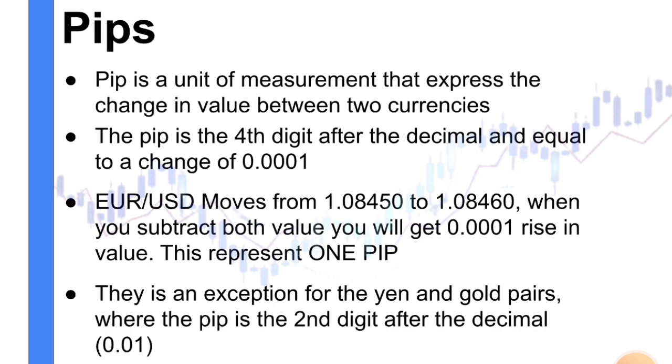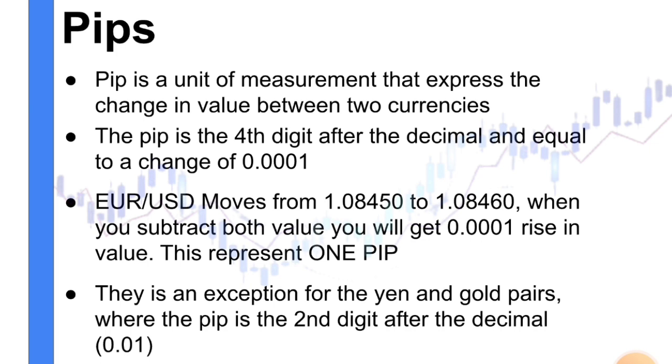So what is a pip? A pip is the unit of measurement that expresses the change in value between two currencies. Like you all know, currencies are traded in pairs, right? So the pip is the unit of measurement that expresses the change in value. When it moves up, it moves a certain amount of pips. When it moves down, it moves a certain amount of pips. So that's basically what it is.